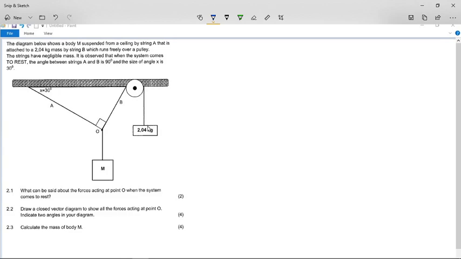It's observed that when the system comes to rest, the angle between string A and B is 90 degrees and the size of angle X is 30 degrees. So if the system is at rest, we are in equilibrium. So 2.1 says, what can be said about the forces acting on point O when the system comes to rest? Well, it's in equilibrium, and if a system is in equilibrium, there is no net force. System is in equilibrium.